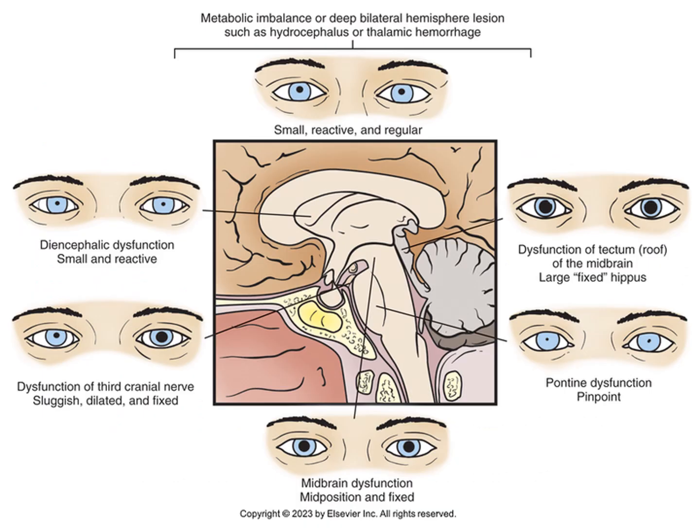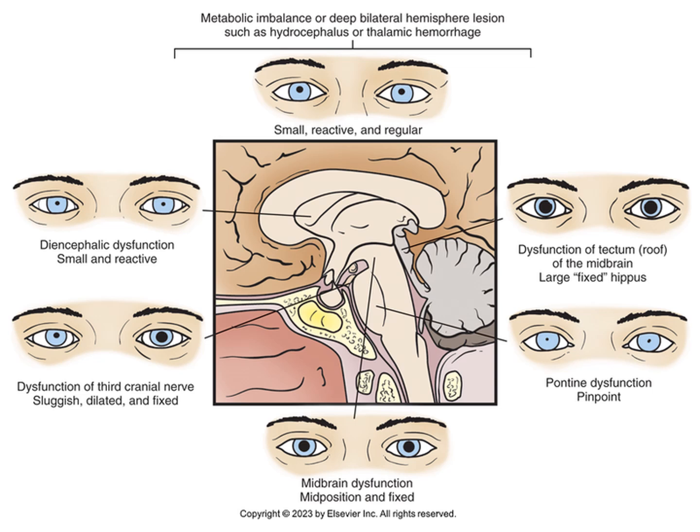When evaluating a patient with altered consciousness, pupil size and reactivity provide vital insight into brain function. The eyes are a window into the brainstem, and subtle differences in pupils can reveal exactly where the damage lies. Let's begin with a normal pupil, small, reactive, and regular. This may be seen in patients with metabolic imbalances or diffuse bilateral hemispheric lesions, such as hydrocephalus or thalamic hemorrhage. Although consciousness is impaired, the brainstem is still intact.